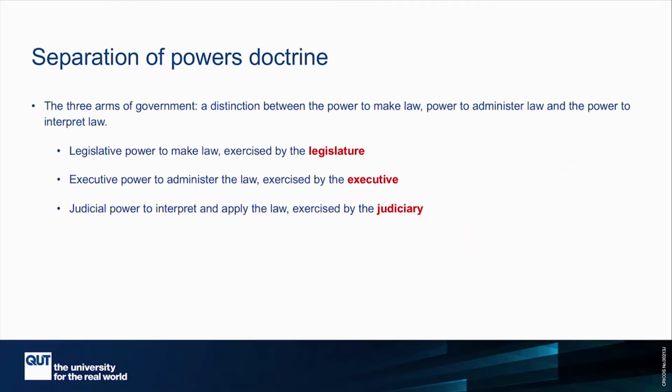So the separation of powers says that in the three arms of government, we need to distinguish the power and not have the same group have all three of these powers. So the first power is the power to make the law, legislative power. The second power is the power to administer the law, or executive power. And the third is the ability to interpret and apply the law, which is judicial power.